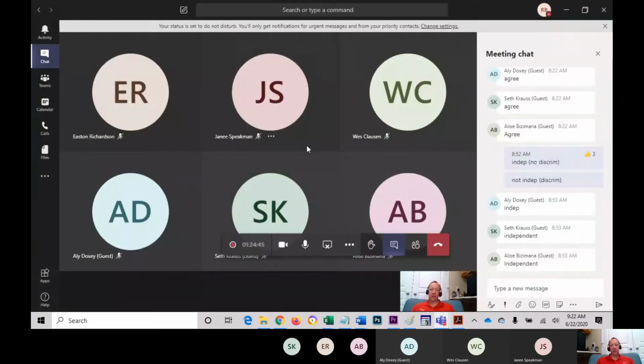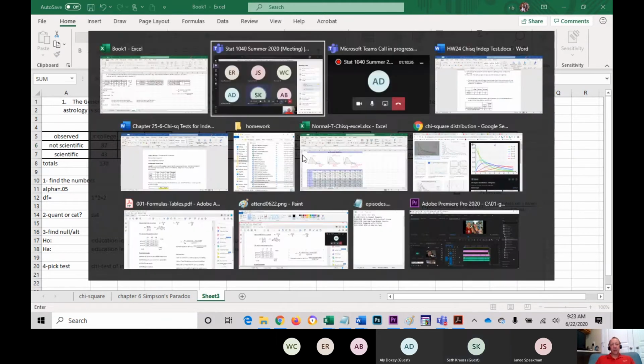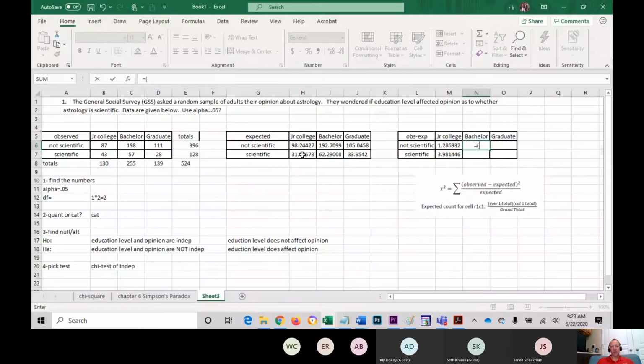Now it is Seth's turn. All right, then you go 43 minus 31.75573. And then you square it and divide by 31.7. Yeah, well done. All right, so now whose turn is it? It is Janie's turn, I think.